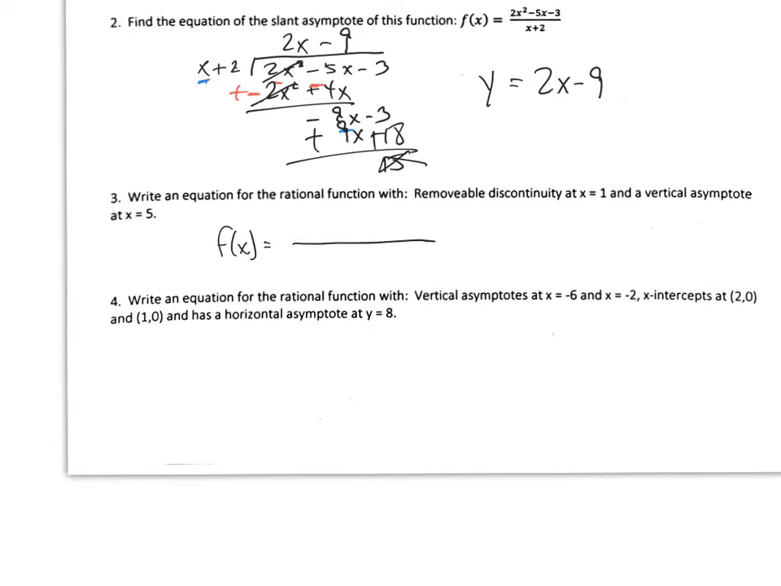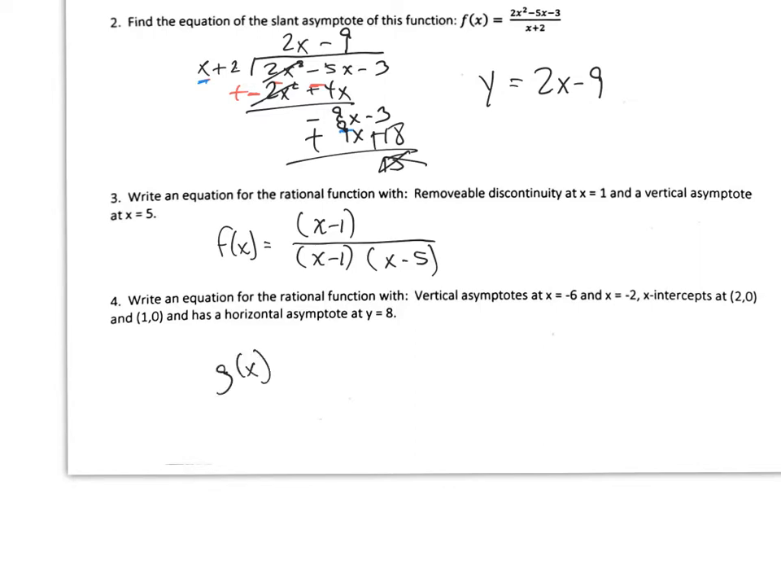It has a removable discontinuity at x equals 1. Well, what that means is we have a common factor, top and bottom. We have a vertical asymptote at x equals 5. Vertical asymptotes come from setting the denominator equal to 0, so we'll make that into a factor. You do not need to multiply it out. Certainly don't reduce it, because then we won't see the x minus 1.